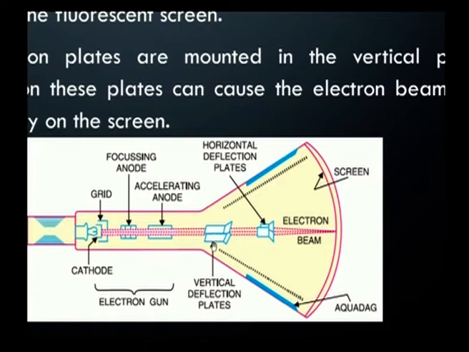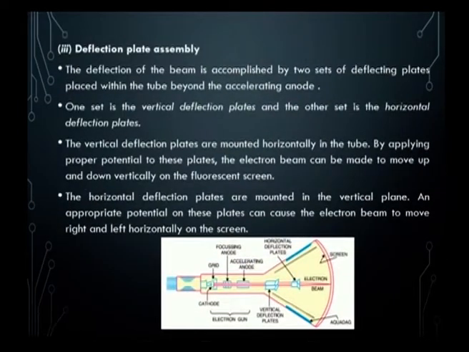Up and down movement will be from the vertical deflection plates, and the horizontal deflection plates will be helpful in the movement of the signal from left to right or right to left. All these can be controlled with the help of the potential voltage applied to them, so that we are able to move the signal up and down and right to left.